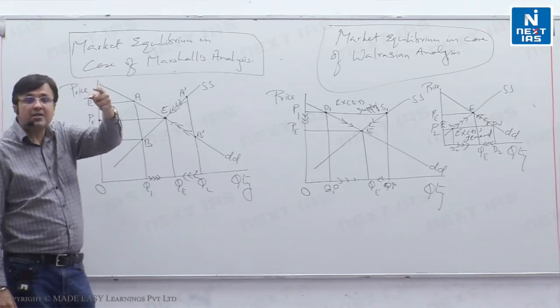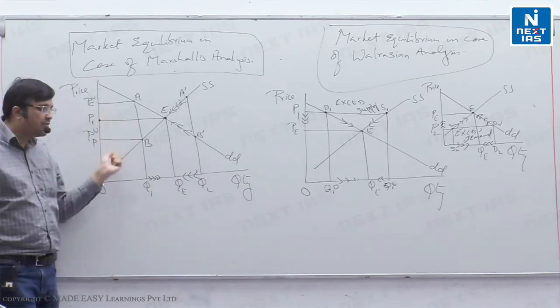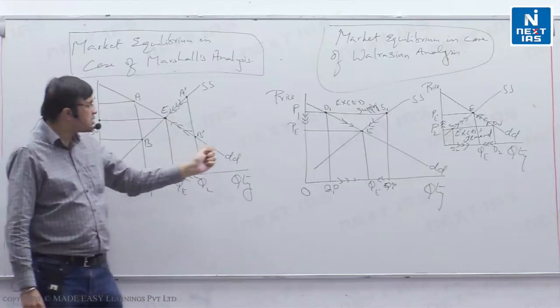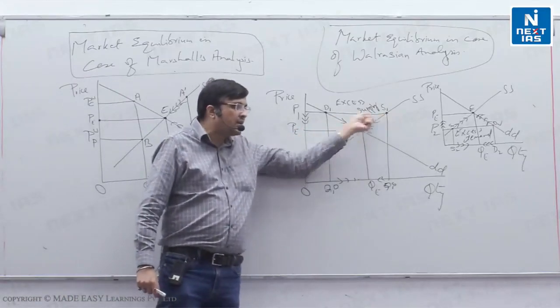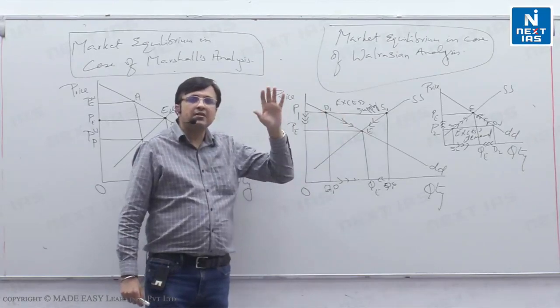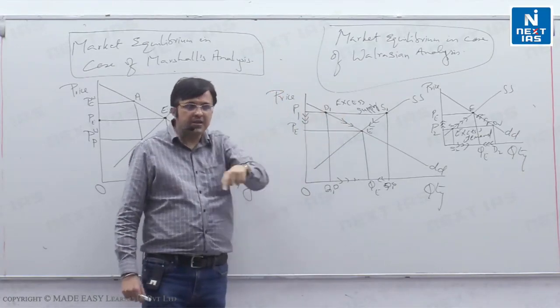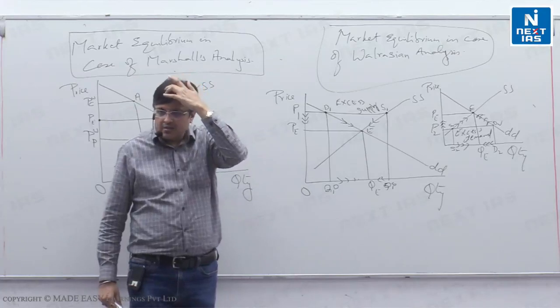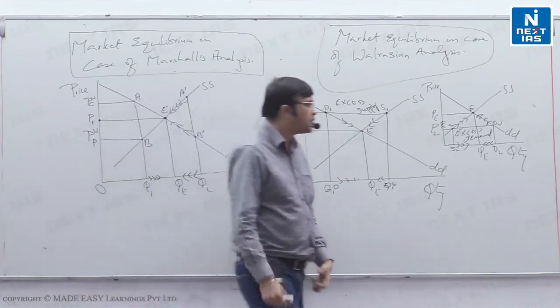So for Marshall it was the difference between willingness to pay and willingness to charge, and for Walras it was the difference between quantity supplied and quantity demanded. Do I believe it makes sense to you? I'm making you write this, please take it down. You write? Yes, draw it, certainly.